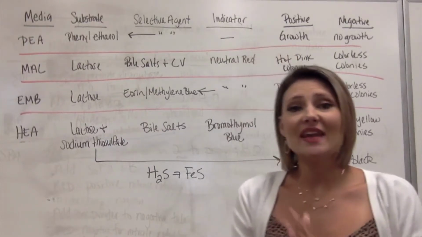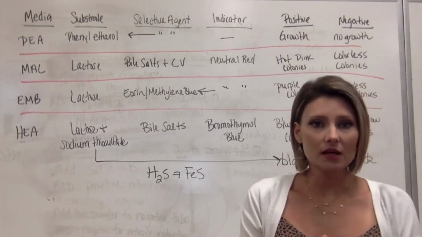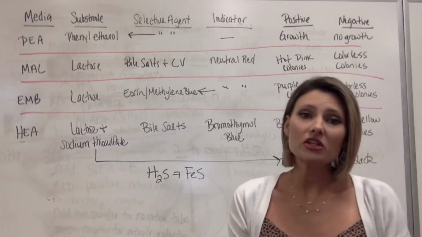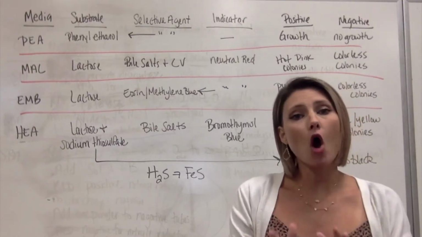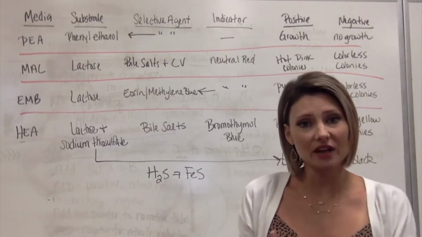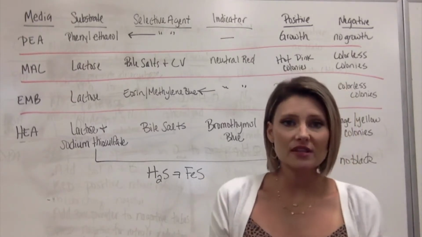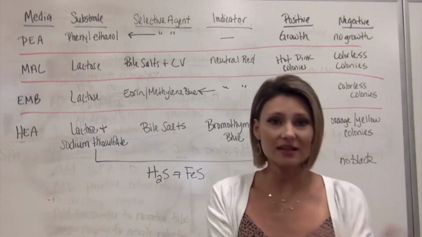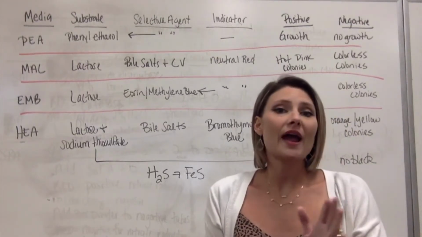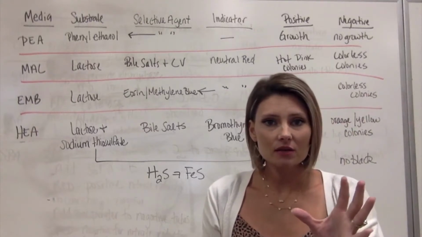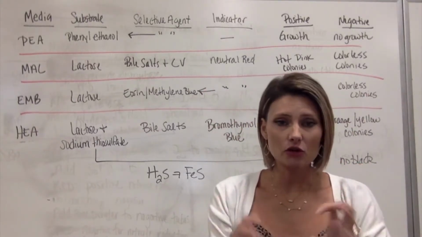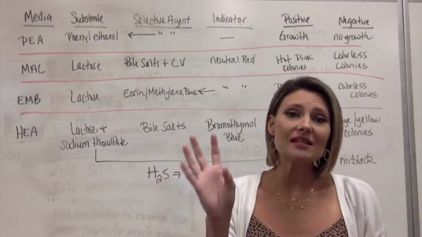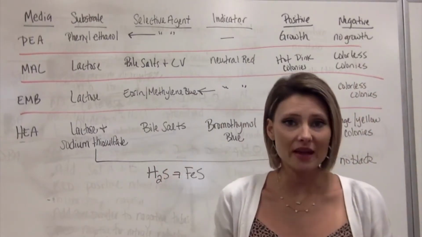Now, the next 3 types of media are very complicated, I'm going to warn you. There's a lot of information that goes along with them. They're all very similar, but yet very different at the same time. All 3 of these next types of media are both selective and differential, just like the MSA. So you're going to have a selective agent in the media, and you're going to have an indicator. Not only is it going to select for certain bacteria, but you're also going to be able to see differences among the metabolism of the bacteria.